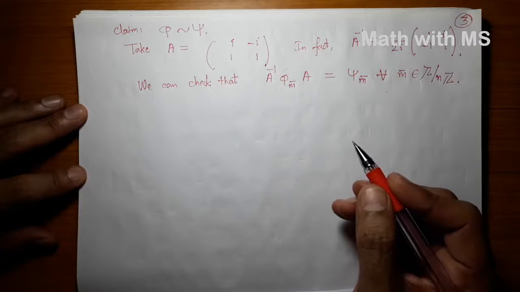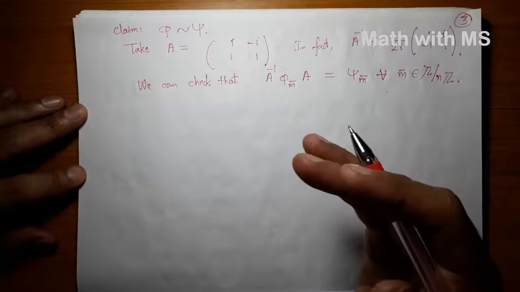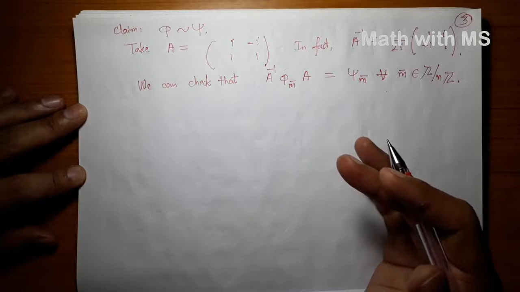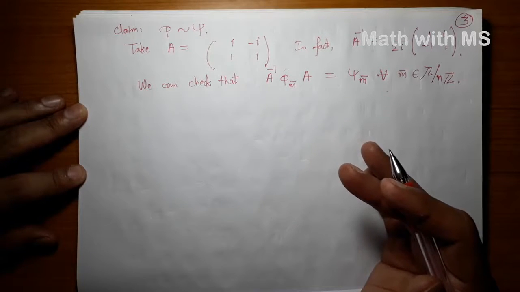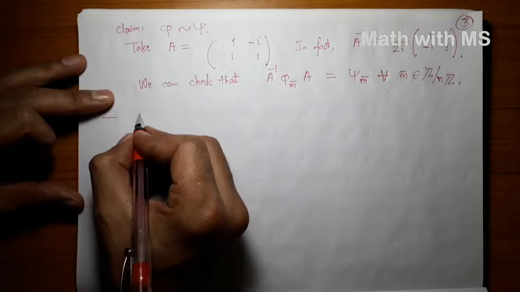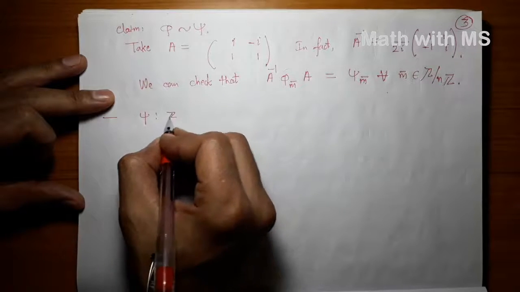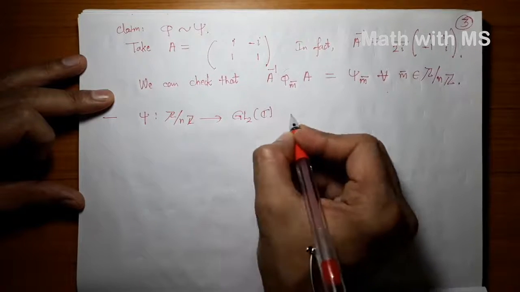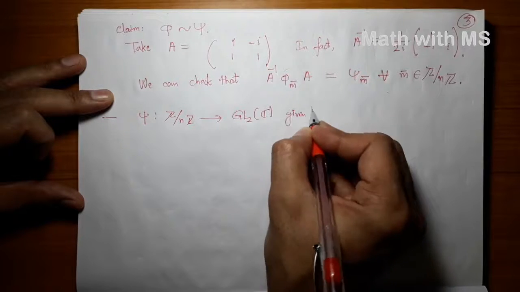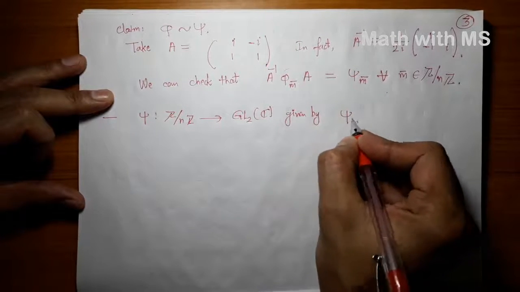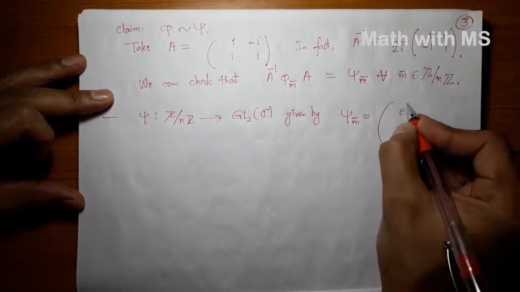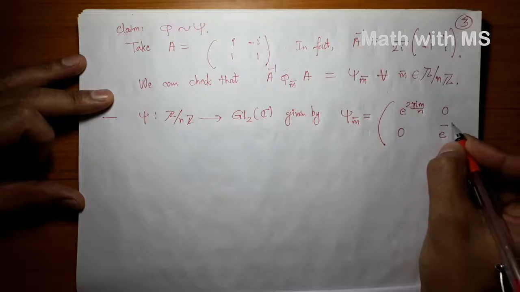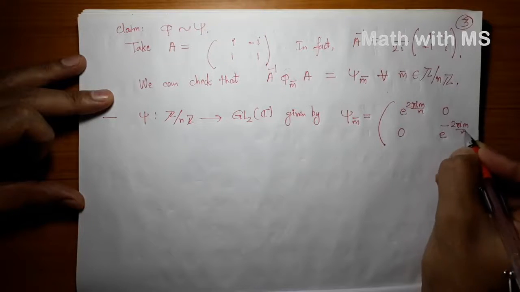So when the degree of the representations is bigger than or equal to 2, it takes some effort to check whether two representations are equivalent. We have this representation psi from Z mod nZ into GL2(C), given by psi of m bar equal to this matrix, e to the power 2 pi i m by n, 0, 0, e to the power minus 2 pi i m by n.